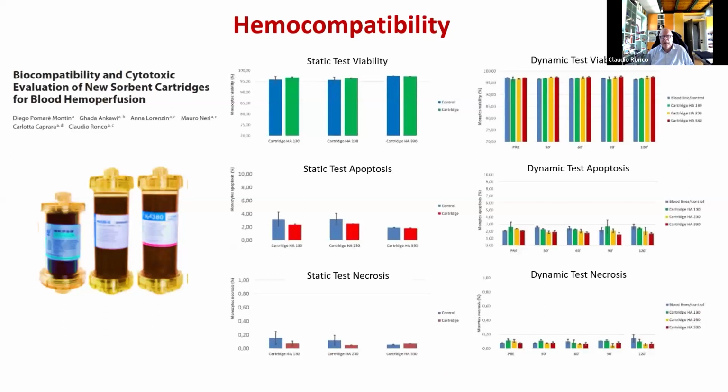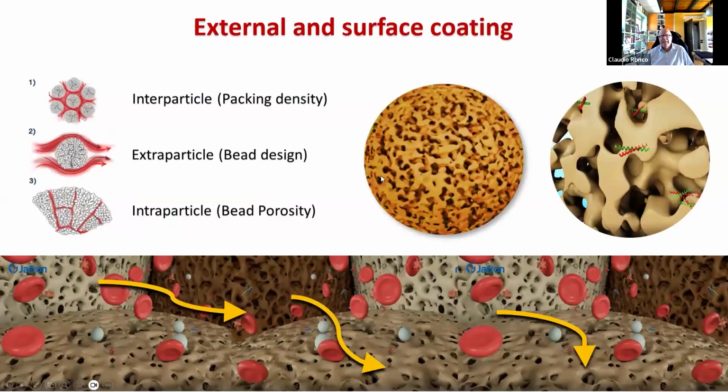Hemocompatibility has been studied in our laboratory for these new sorbent materials, and both in static and dynamic tests, viability, apoptosis, and necrosis of monocytes have demonstrated no difference compared to the medium. This is in part due to the external and surface coating that describes a very smooth and easy interparticle, extraparticle, and intraparticle flow of the fluid phase.